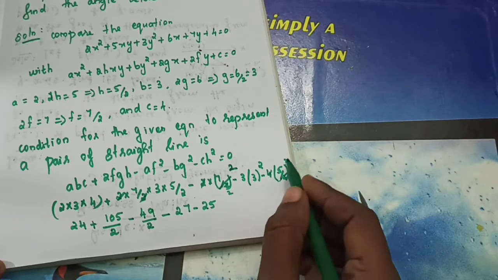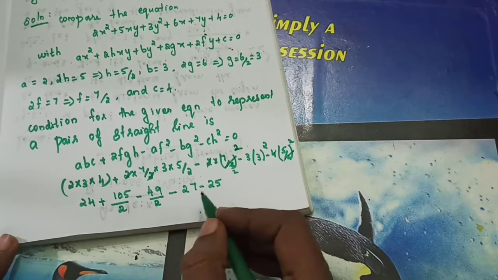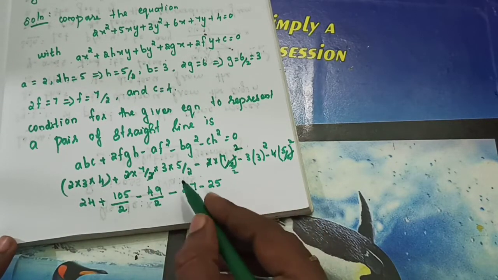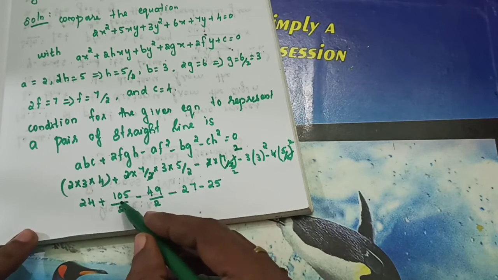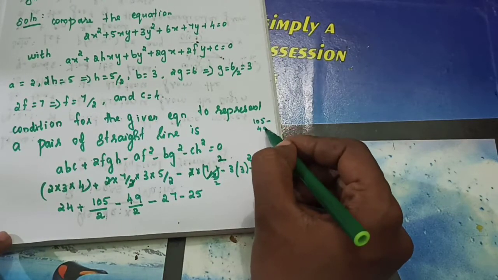So 4 and this 2 square will get cancelled. So 25. So simplify this one. So how much will you get? Whole numbers, everything together. So how much will you get? This 2 you can add it, subtract it. So 105 minus 49.